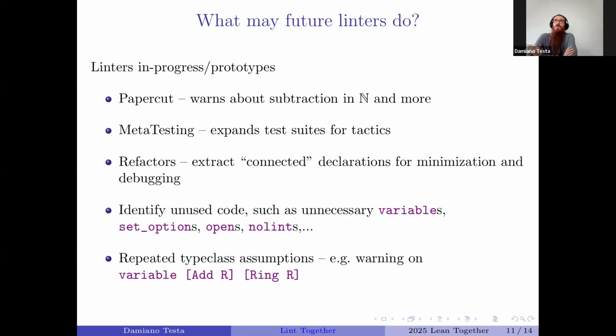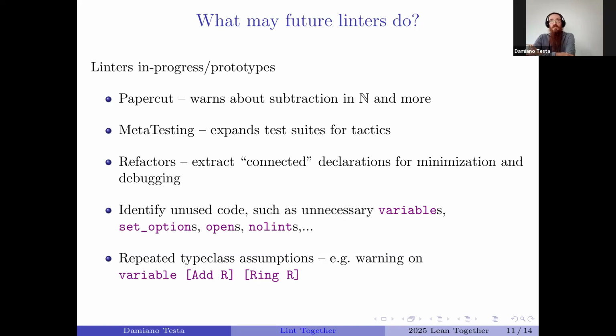Another thing that it might do is if 2 types are printed the same and you get a warning that says fail to synthesize this because this thing is not equal to this other thing, and they're actually equal. It might tell you, hey, they may look equal, but they're not actually equal. So these kinds of things would be in scope for the paper cut linter. As I said, it's a prototype, it's working somehow, but it's not active. It's not even in Mathlib.